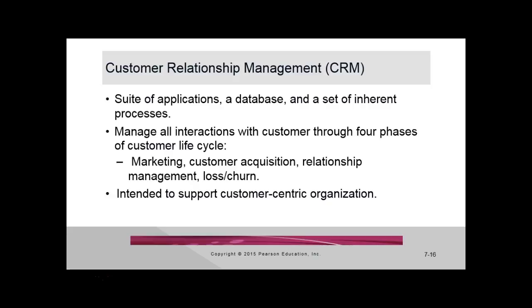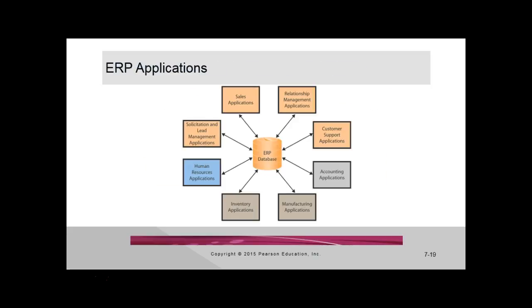Manages all interactions with customers through the 4 phases of the customer life cycle: marketing, telling about our product, customer acquisition, relationship management, loss and churn. Intended to support customer-centric organization. So if you work for a company and you're in the marketing department, they are going to utilize an enterprise information system called CRM. There are others, okay? This is the most important one.